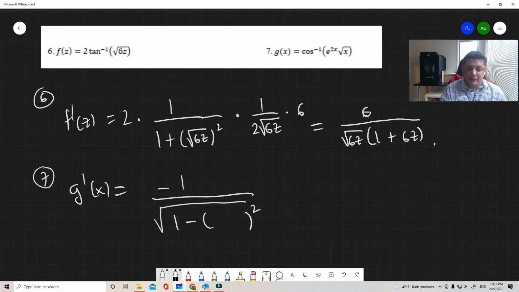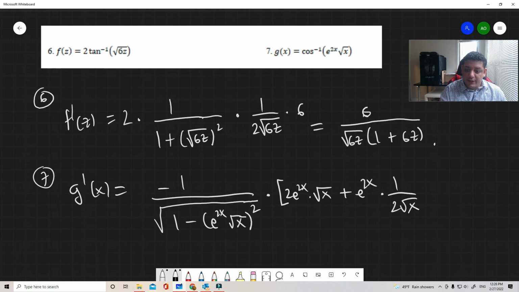Normally it's x, so x squared. In this case, we have e to the 2x times the square root of x. So that's what goes inside. And now here we have to multiply by the chain rule. But the chain rule in this scenario is going to be a product rule. It's going to be the derivative of e to the 2x, which is 2e to the 2x times the square root of x, plus e to the 2x without derivative times 1 over 2 square root of x, which is the derivative of the root.